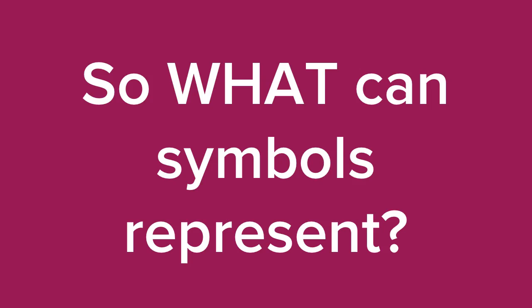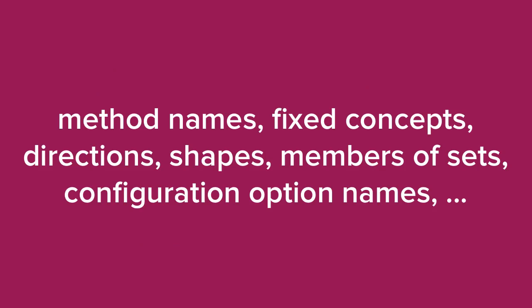So, what can symbols represent? Well, there's a whole ton of things they can represent. In Ruby, it's very common to use them for method names and things like concepts and shapes and parameters that you send in and things like that. It's just tons and tons of stuff. We're going to look at some examples in a minute.